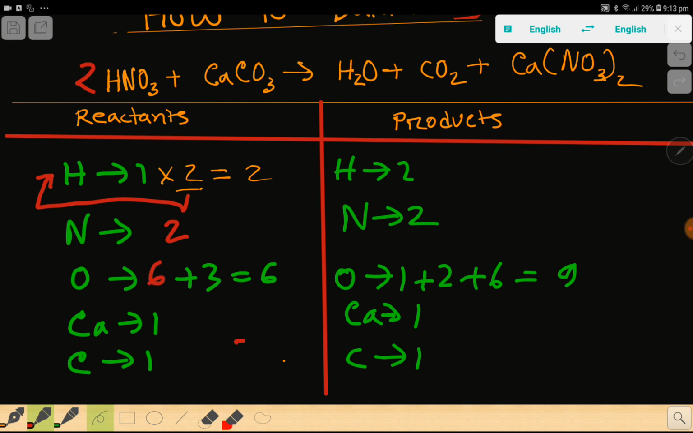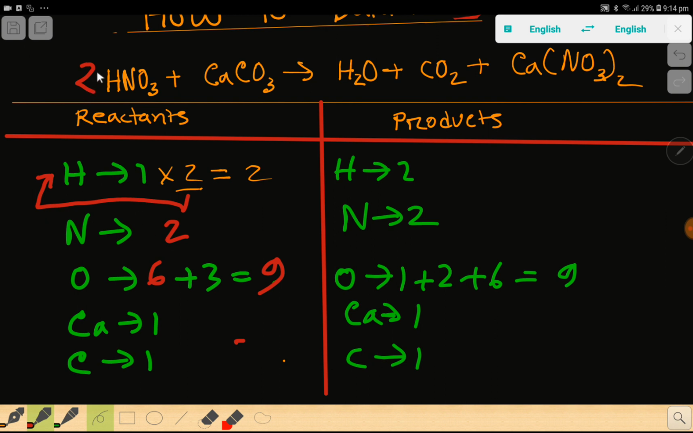6. So 6 plus 3, that gives you 9, right? So let me delete this at first. So now I have to write here 9. So look, 9 oxygen, calcium 1, carbon 1, carbon 1. So everything is balanced, right?